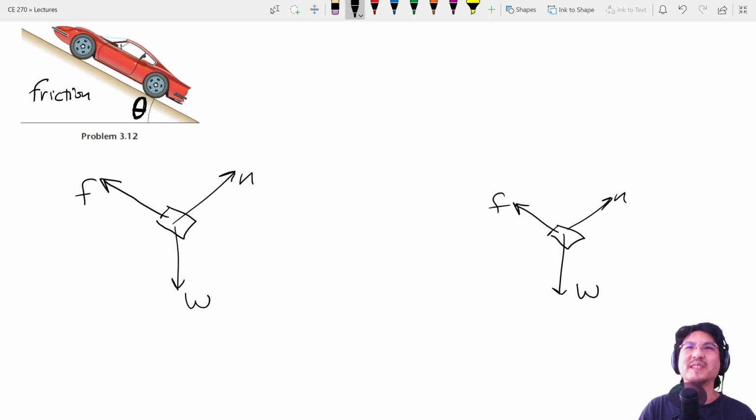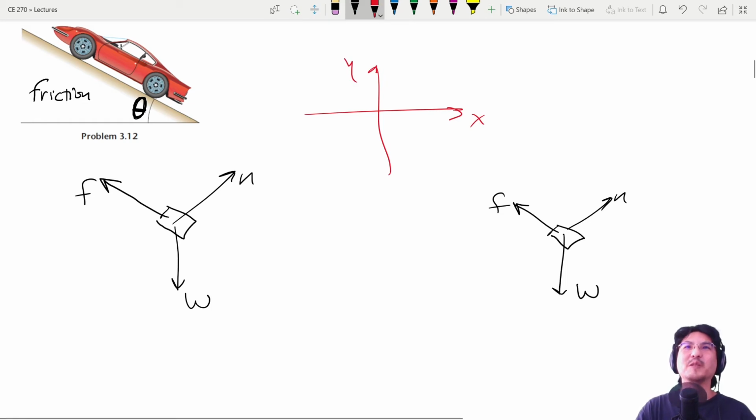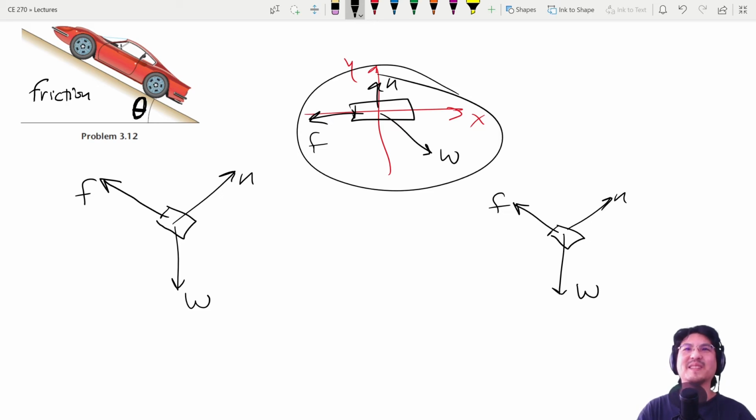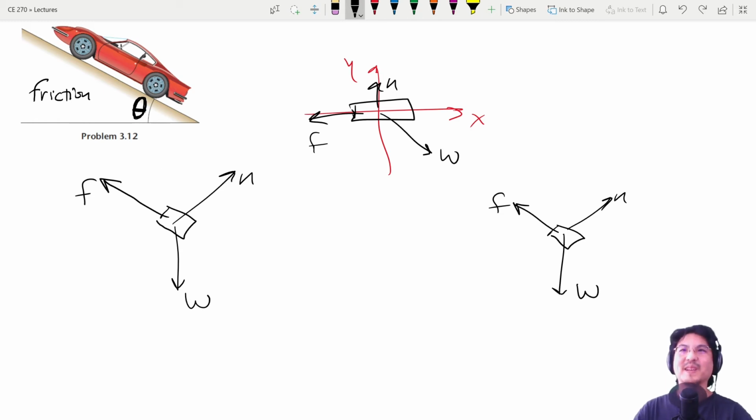What I don't want to see is picking your coordinates first, then drawing the free body diagram. For example, if you decide beforehand that you want to pick coordinates like this, and then you draw the car according to your choice of coordinates, then it's kind of weird. That's not the orientation of the car, right? It's this way, and that's because you decided on the coordinates first and then drew the free body diagram. So that's backwards.